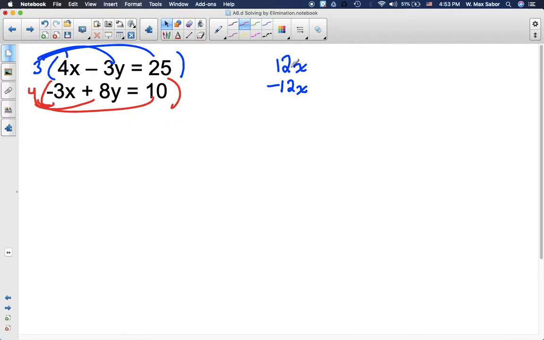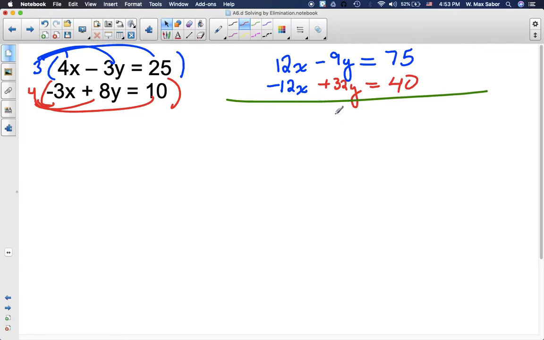So 3 times 4x gave us 12x. 3 times negative 3 is negative 9y. And 3 times 25 is 75. 4 times negative 3 is negative 12x. 4 times 8 is 32y. And 4 times 10 is 40. This adds up to 23y. Yes, 23y equals 115.